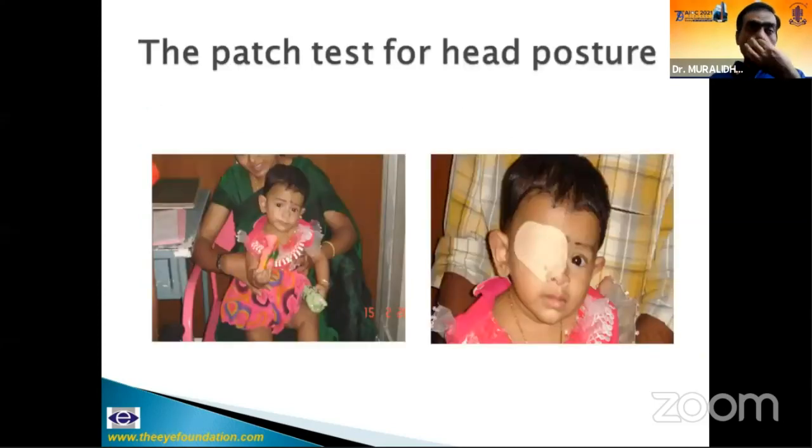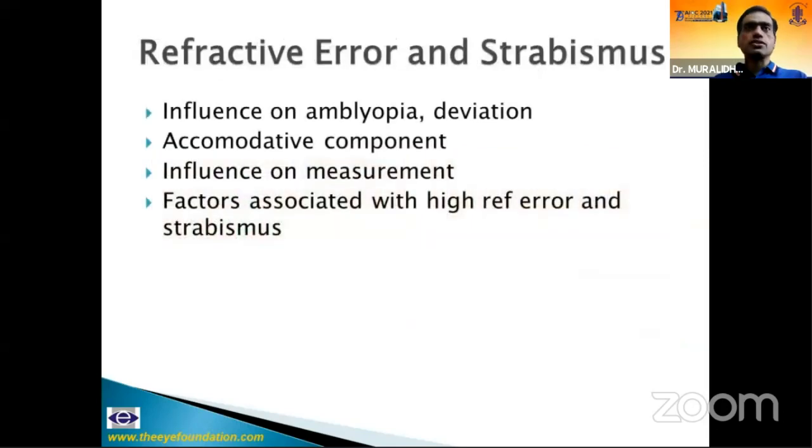So if the patient is very uncooperative and not allowing you to correct the head posture, you could patch one eye and then the other. Like in this patient where we suspected a left fourth nerve palsy, we patched the right eye. We patched what could be the involved eye, but the head posture didn't right itself. So possibly strabismus is not the cause of the head posture in this child.